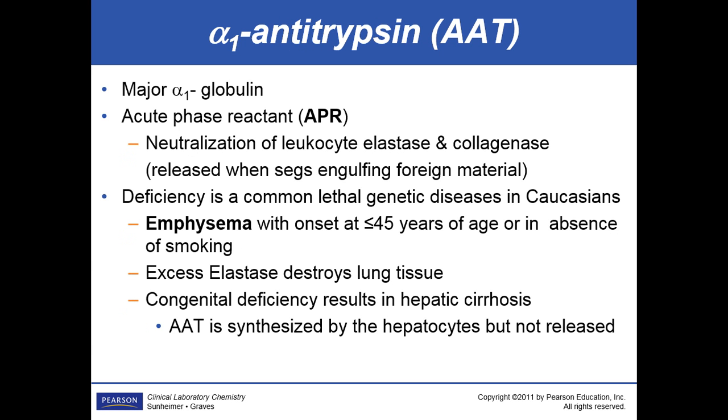The first one in the alpha 1 group is AAT, alpha-1 antitrypsin. Get used to this term, APR. It's not radio. Acute phase reactant. There are a lot of things that elevate during an acute phase crisis in your body, and this is one of them.